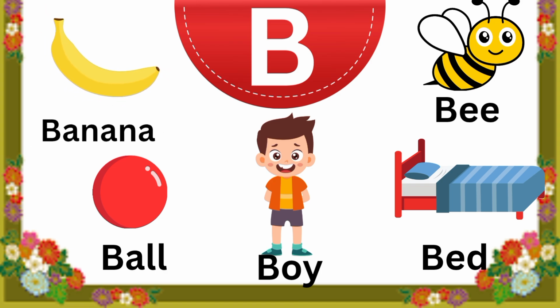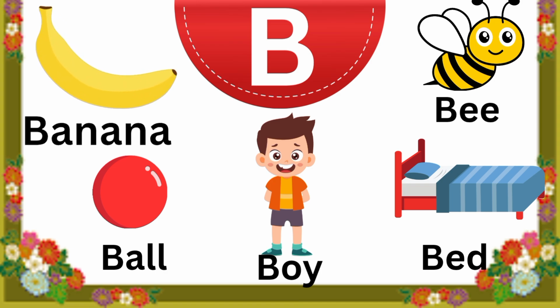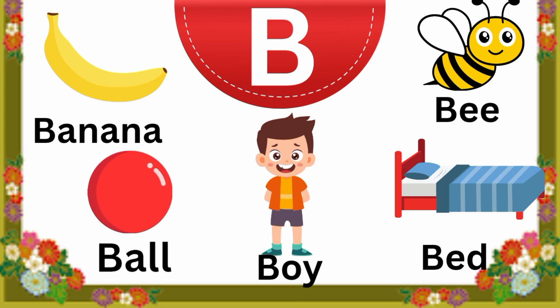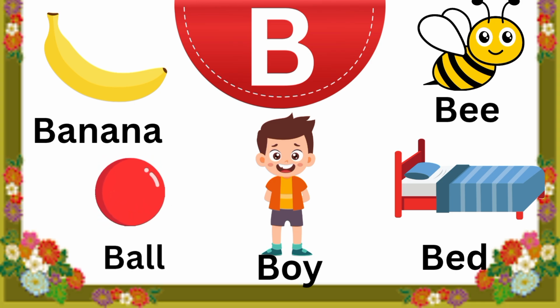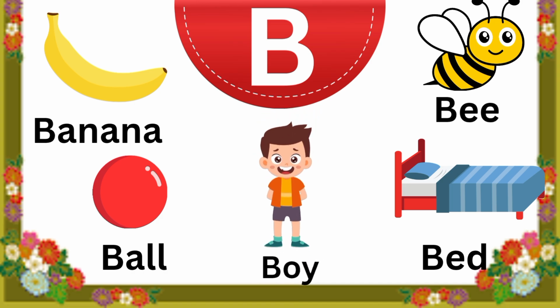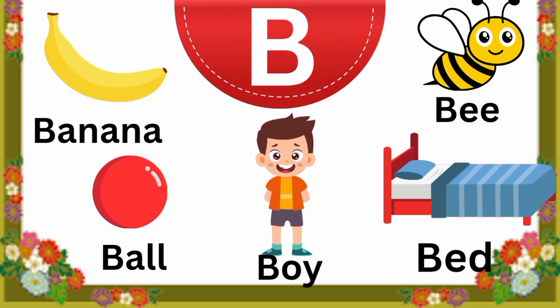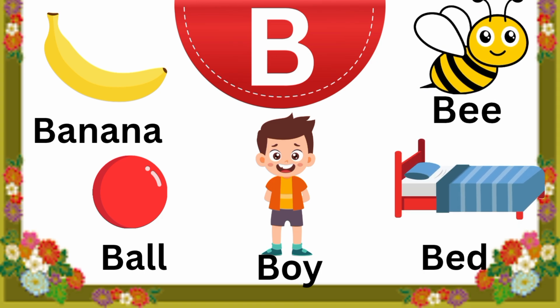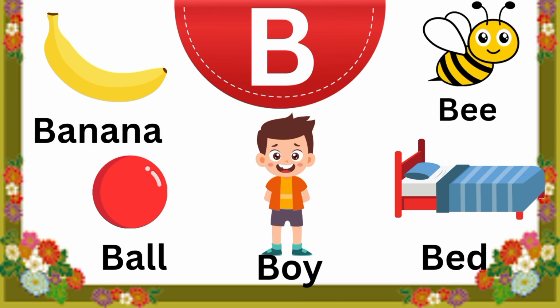B is for banana, banana. B is for ball, ball. B is for boy, boy. B is for bed, bed. B is for bee, bee.